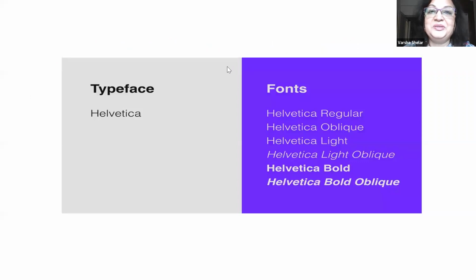Okay. So here you see what I mean. Helvetica is a typeface. And when we say fonts, choose your right font, meaning you are choosing Helvetica, but what is appropriate for your particular application? So here are the variations: Helvetica regular, Helvetica oblique, Helvetica light, Helvetica bold, Helvetica bold oblique. You have to understand this and make a right choice for your particular application, whatever you are designing.